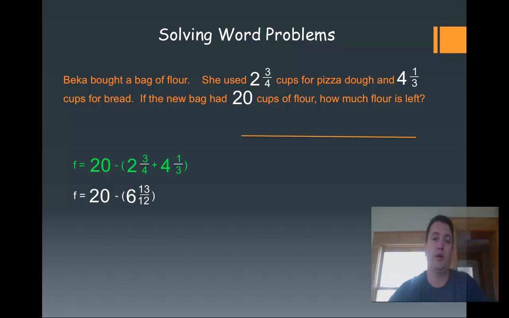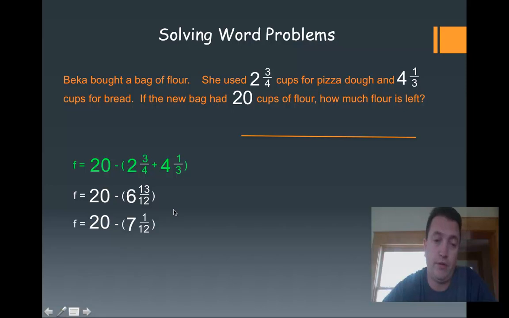So the first thing I'm going to do is I'm going to convert these into twelfths. And when you see that, I've got 13 twelfths. So you can do the math too at home if you want to just double check to make sure I did this right. But I've got 20 minus 6 13/12. So the first thing I notice, I've got a fraction greater than 1 here. So I'm going to have to convert that. I'm going to pull 12 twelfths out, add the whole number to 6, and you'll see that I end up with 7 1/12.